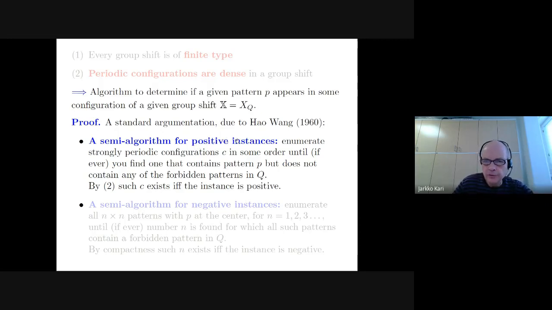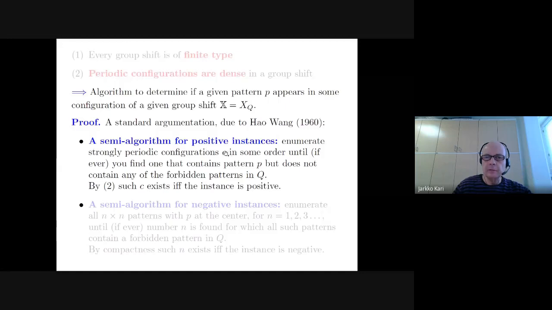So how do we look for a proof for a positive instance, that P appears in the subshift? Well, we use this property 2 here, that periodic configurations are dense. So we know that if P appears in some configuration, it also appears in some periodic configuration, because periodic configurations are dense. So we just start to enumerate periodic configurations for bigger and bigger periods. For each period, you have only a finite number of periodic configurations with that period. And so you just keep on increasing the period and enumerate all periodic configurations. It doesn't matter in which order you do that, but you have to enumerate all of them.